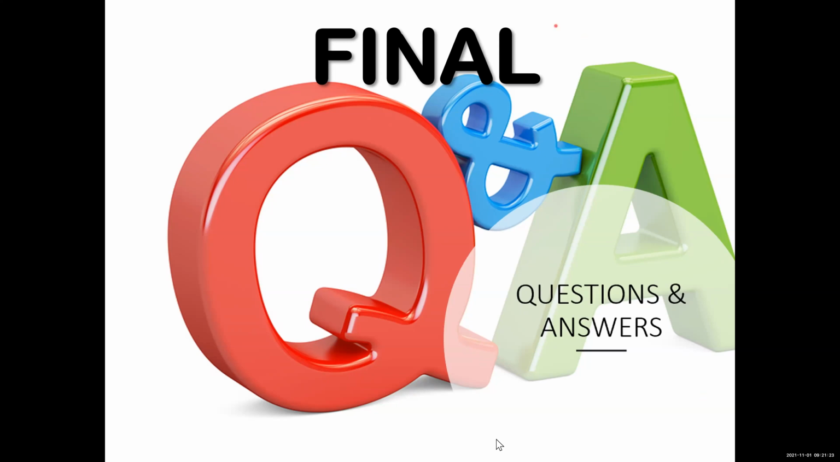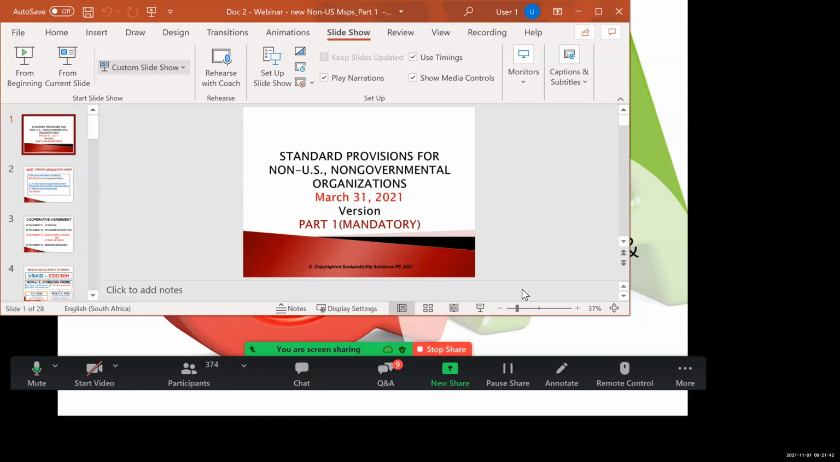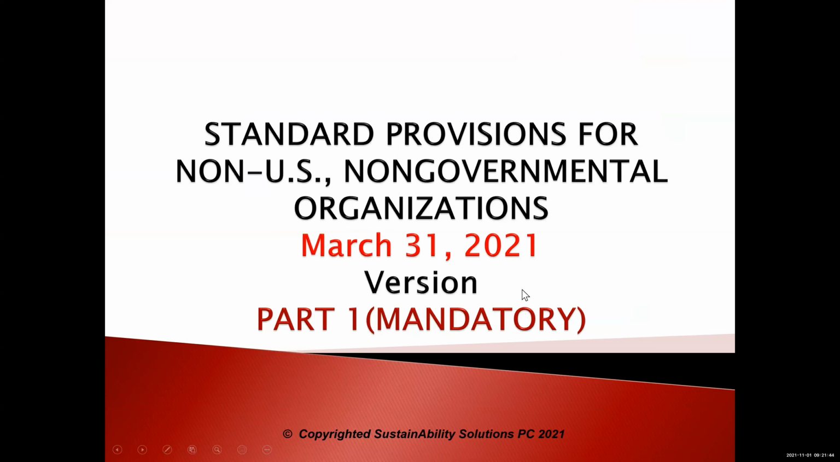Let's go then into our next slide pack. I'm going to stop sharing that and let's reshare. Let's get a new share up. Okay, let's go. So here what we have is going to be the standard provisions for non-US NGOs. Can someone put your hand up if you can see standard provisions for non-US NGOs, please? Great, fantastic, thank you.